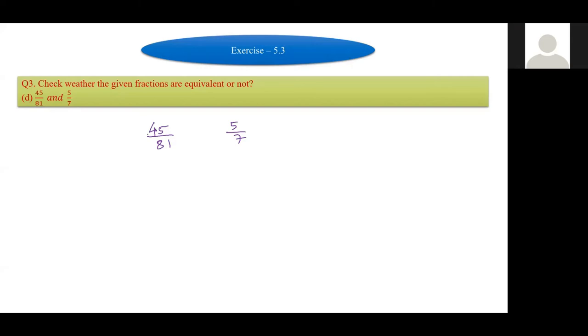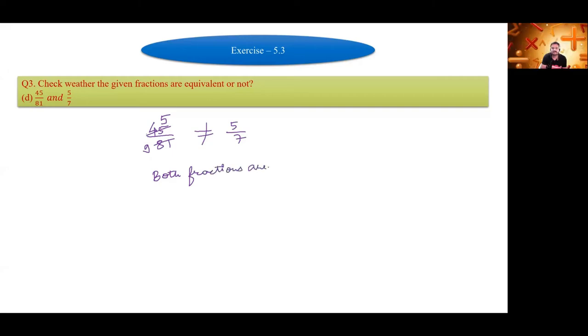Sir, it will be 5 by 9. 5 by 9. By what have you divided? 9th table. Okay. Table 9. 5 by 9. But you can see here now the numerator is 5, denominator is 9. Here the numerator is 5, denominator is 7. So it is not equal, na? Not equivalent. So both fractions are not equivalent.